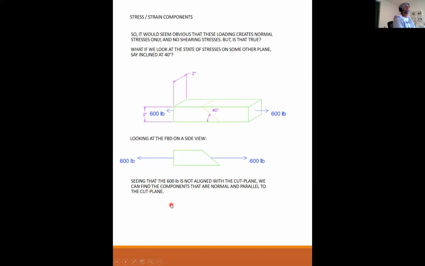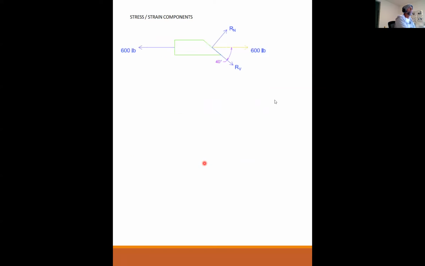Seeing that the 600 pounds is not aligned with the cut plane, we can find the components that are normal and parallel to the cut plane. So my original 600-pound resultant, I can find the two components of that 600 pounds. I have a component that's in the shear direction, I have a component that's in the normal direction, and I have a 40-degree angle between the two.